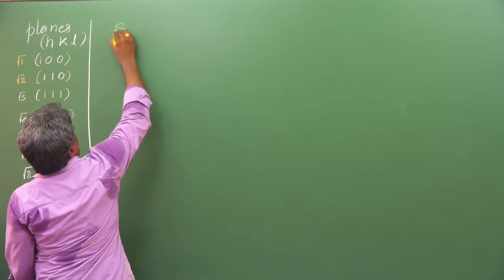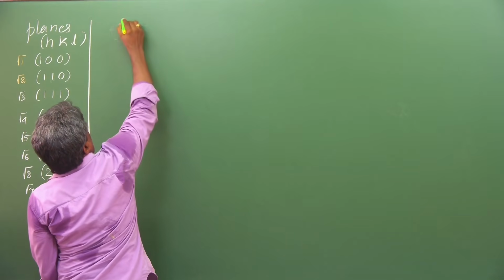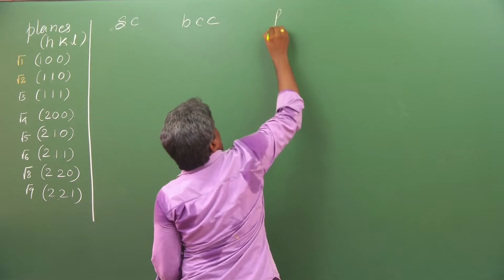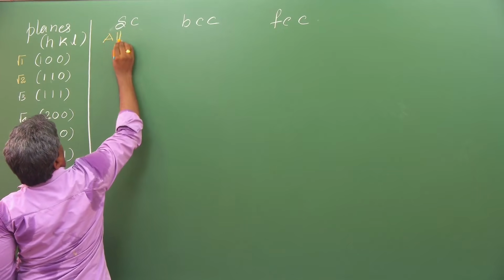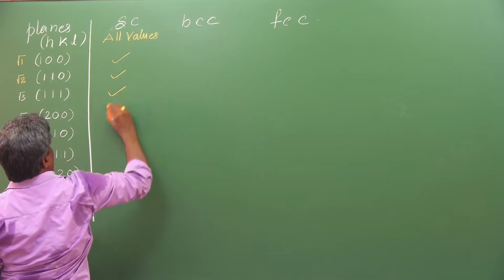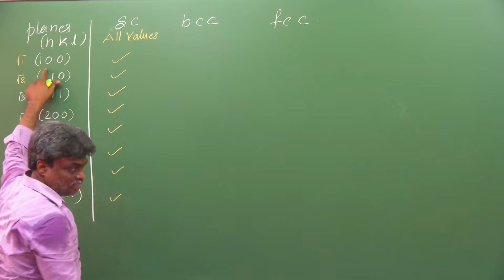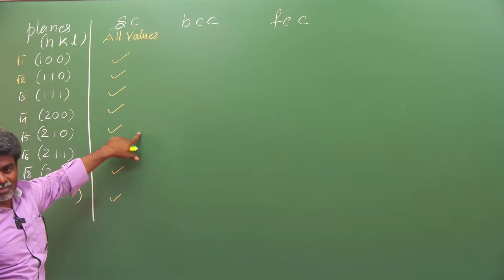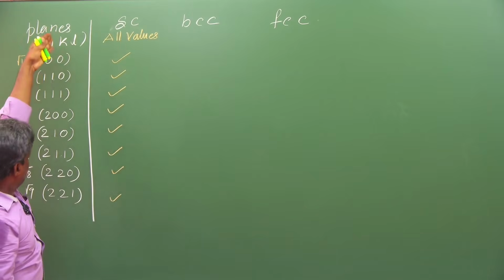After that I am taking simple cubic, next BCC, and next FCC. So for simple cubic, any restriction? All values are Bragg reflected. Now what is the first Bragg reflected plane in simple cubic? The second also you must remember. Minimum 3 planes you must remember: first, second, third.